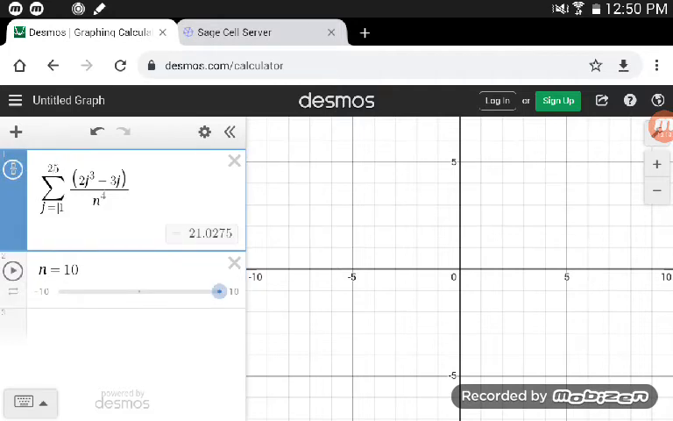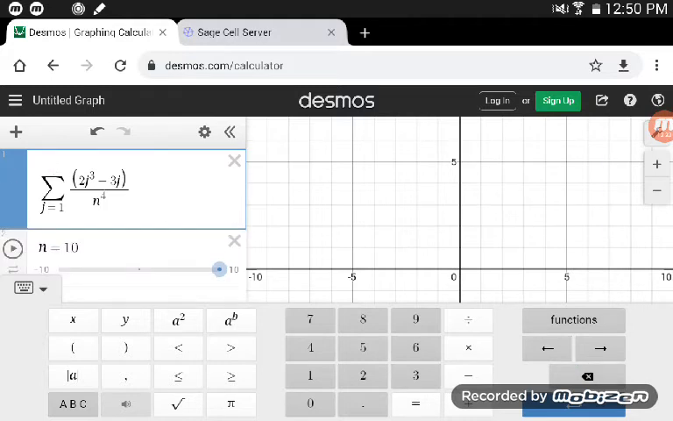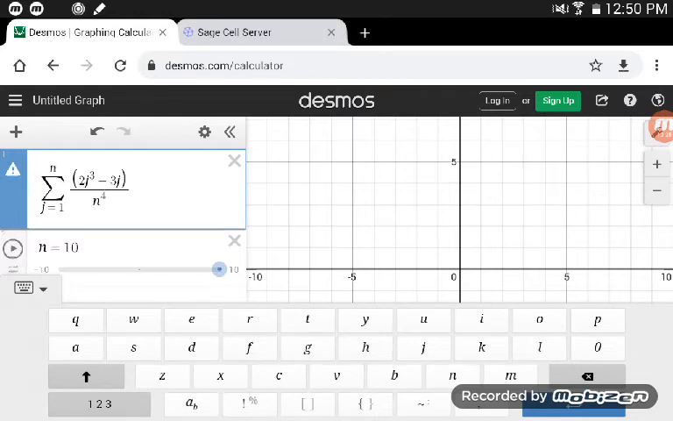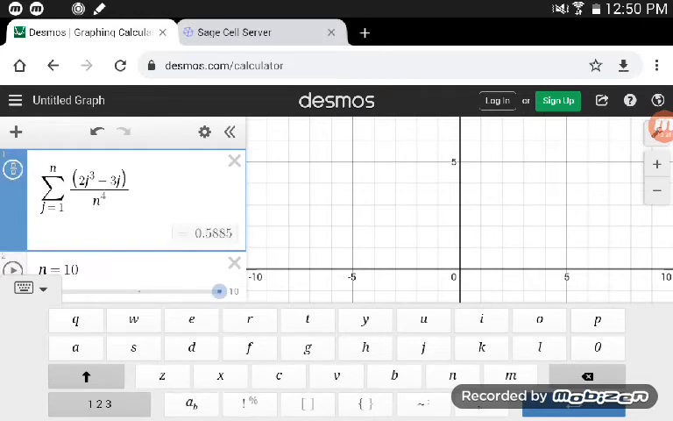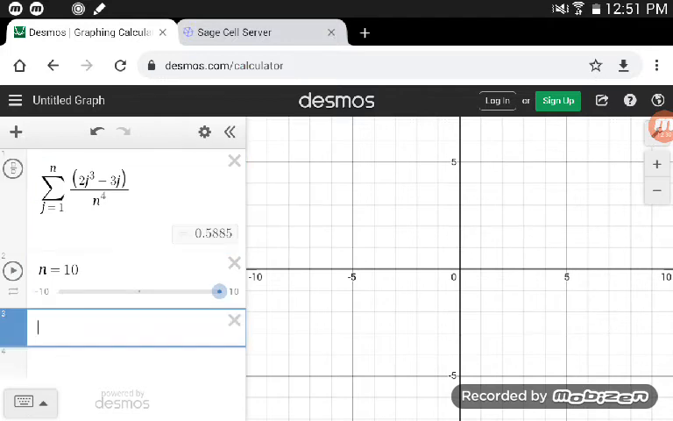I need to put, whoops. Come on. I need to get rid of that 25. This is a problem when you use old stuff and don't start from scratch. You can forget to change things. So that looks a little better. Okay, and it says if n equals 10, we get 0.5885. Sounds about right.